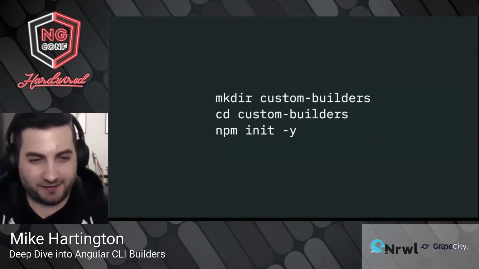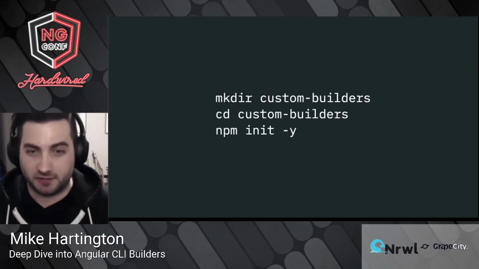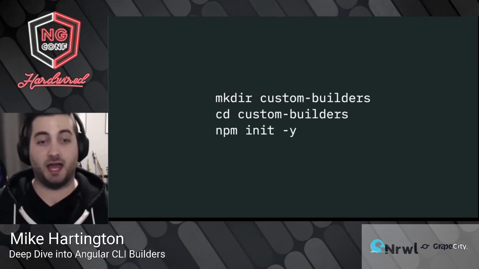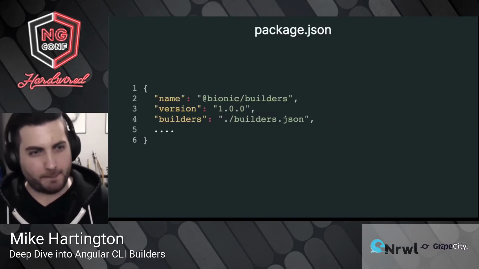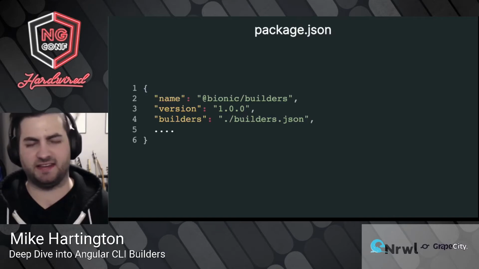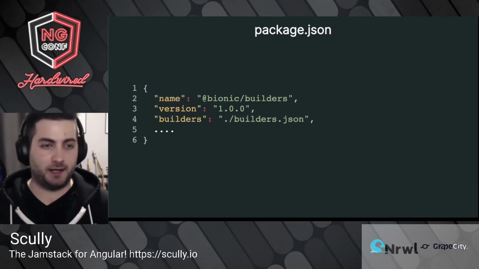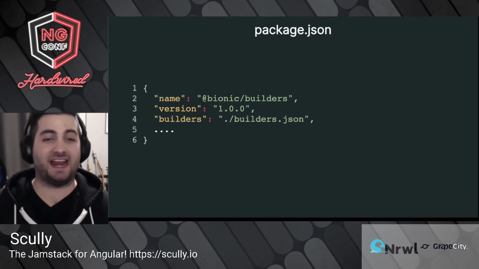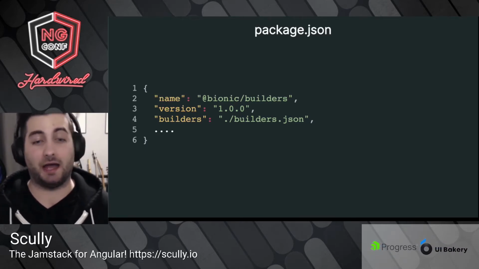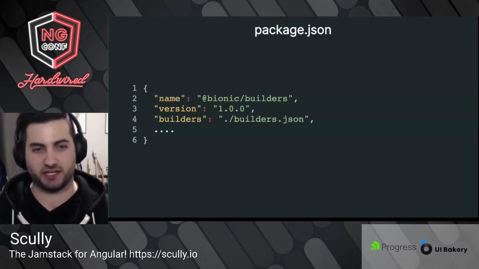So our process so far for creating a builder is just to make a directory and do npm init or yarn init and create a package.json. Now, inside of our package.json, we're going to obviously give it a name, a version number, and then we're going to add this key called builders. It's going to reference another JSON file, and we're going to call this one builders.json.